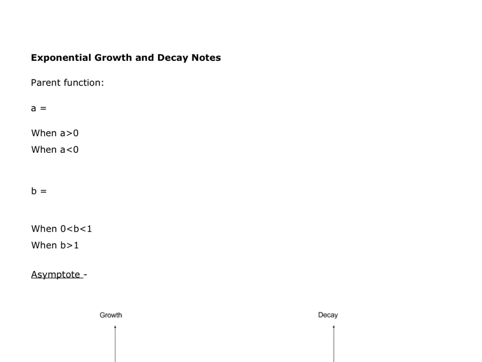So we're going to talk about exponential growth and decay. We've been talking about that the past couple of days. But today we're going to put it down on paper, all the rules. That way we have somewhere we can go back and refer to for these rules. You ready? All right. So the parent function, and I introduced this a little bit yesterday. The parent function for exponential functions is y equals a times b to the x power.